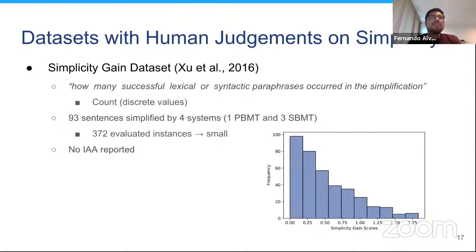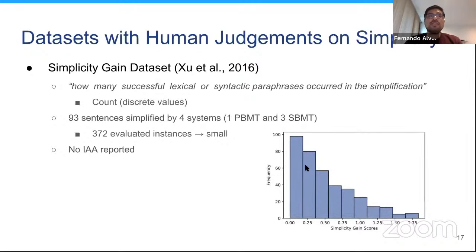Discrete values. One problem is that this data set is very small. They only collected 93 sentences and simplifications from 4 systems that are very similar with each other. One is based on phrase-based machine translation models. The other one is syntax-based machine translation models. So in total, they only have 372 instances. So it's really small. And yet, with this small data set, they evaluated if SARI, the metric that we use now, is reliable or not. They also do not report inter-annotator agreement, and the data that's public doesn't have enough information to calculate this score either.